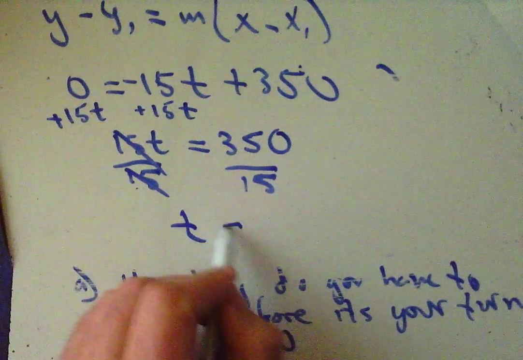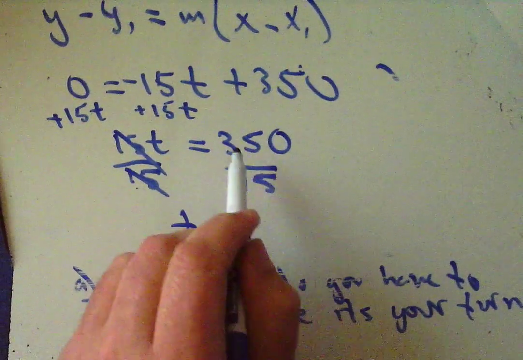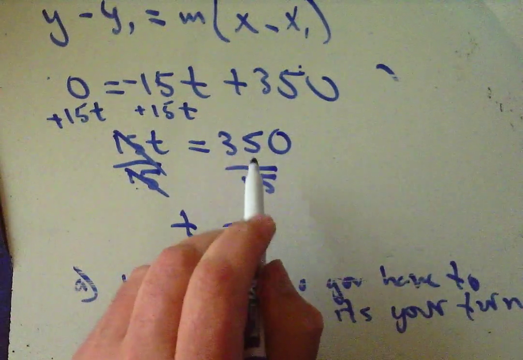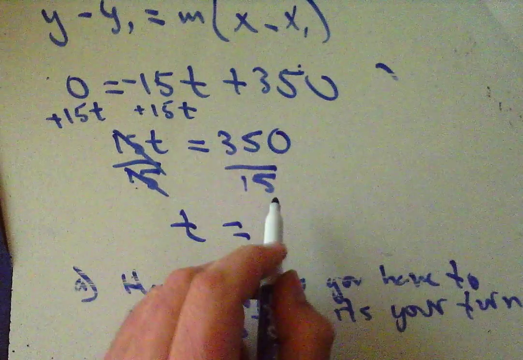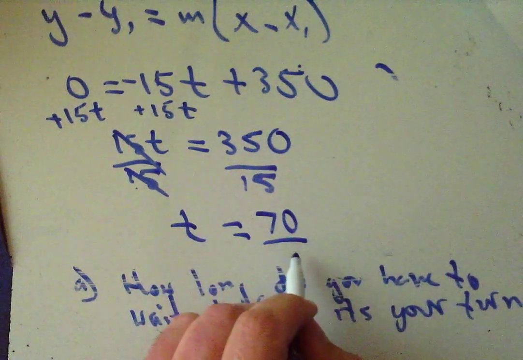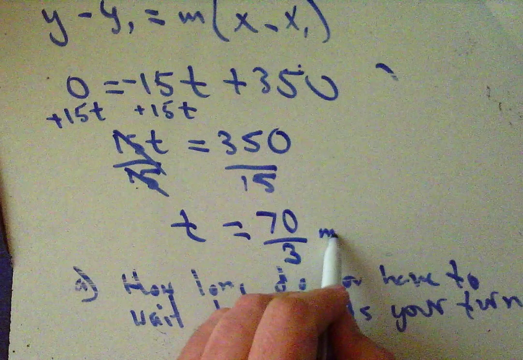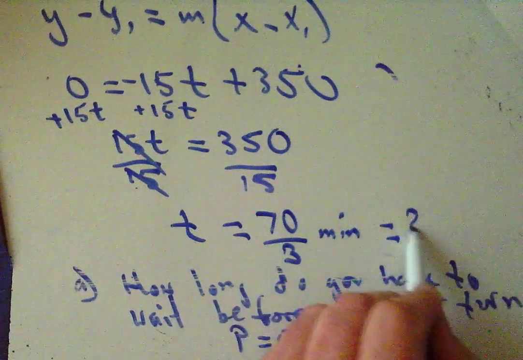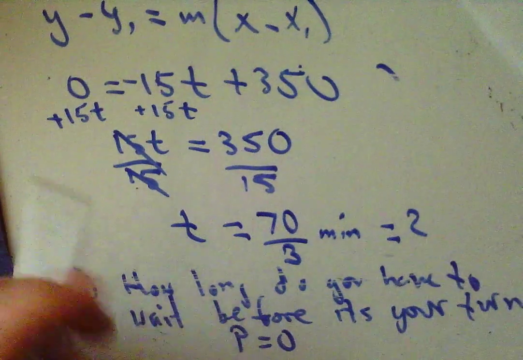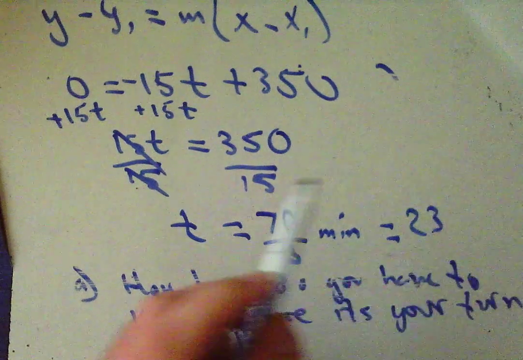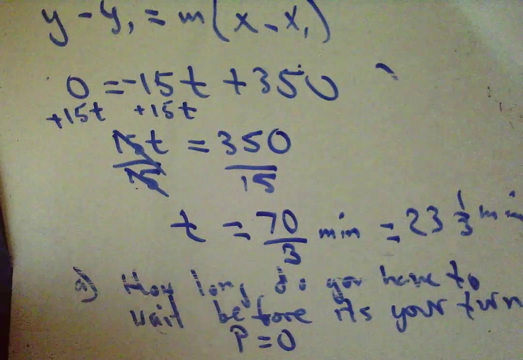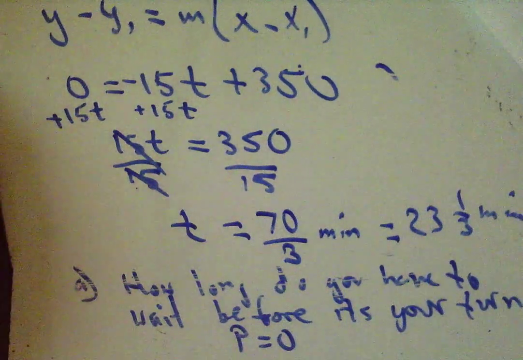Okay, so t equals, I know that this is not divisible by 3, so I can divide both of them by 5, and I have 70 over 3 minutes, which is 23 and 1/3 minutes. Okay, great. Well, so those are linear word problems.